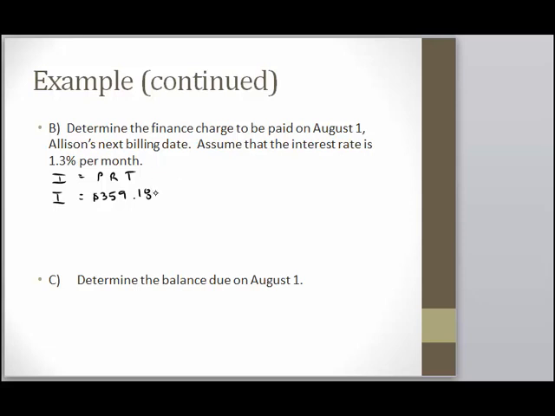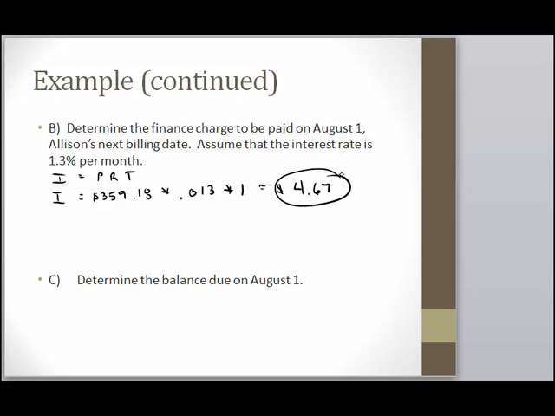The interest rate as a decimal is 0.013, and the time is 1. Okay, again, if your interest rate is in terms of months, your time is in terms of months. So we're going to multiply this together, and that is going to give me $4.67 for my finance charge.